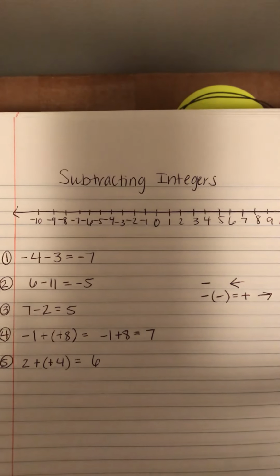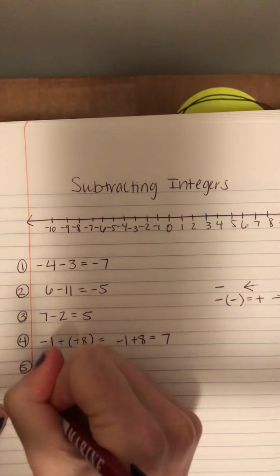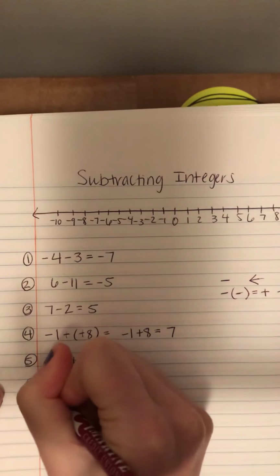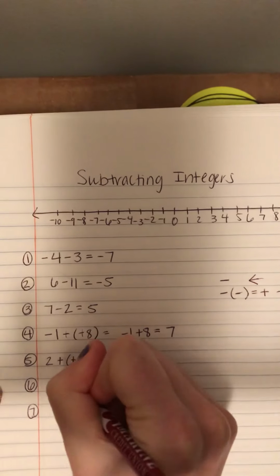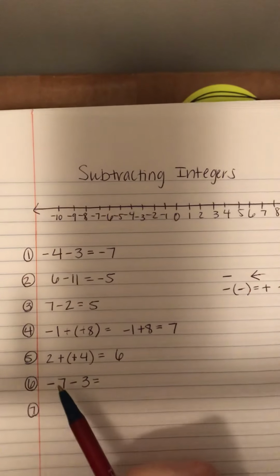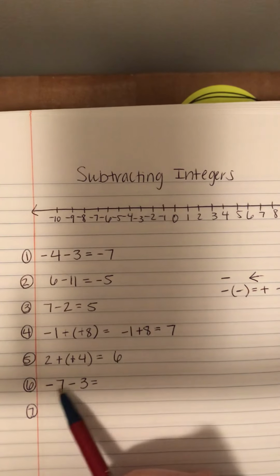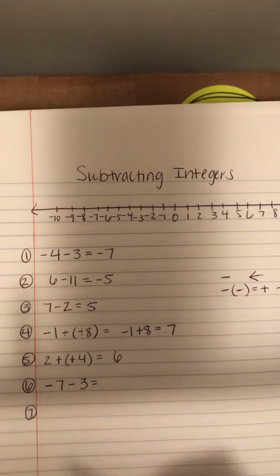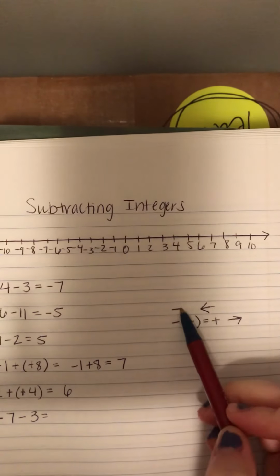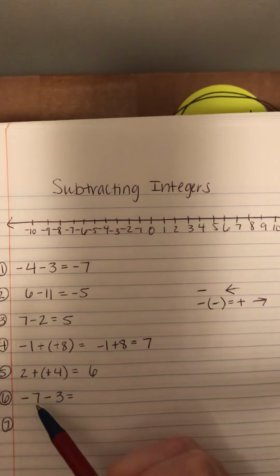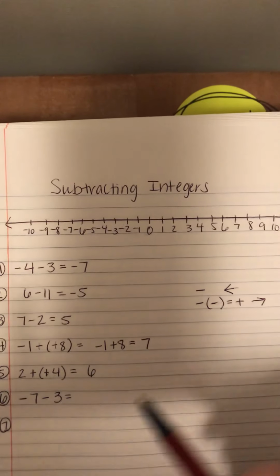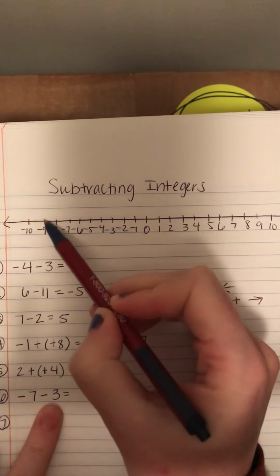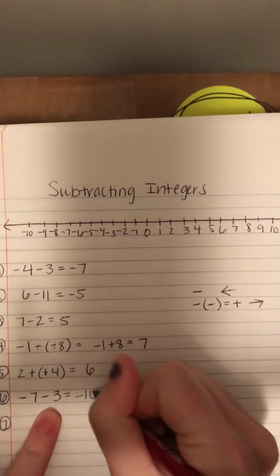Okay, let's try one more. Actually, let's do 2 more. All right, so let's do negative 7 minus 3. Okay, these 2 minus signs are not next to each other like these were. Since they're not next to each other, I leave them alone. I'm subtracting, so I should be going to the left on my number line. So I'm starting at negative 7, and I'm going to be going 3 to the left. So starting at negative 7, and then I'm subtracting 3. So 1, 2, 3, negative 10 would be my answer.